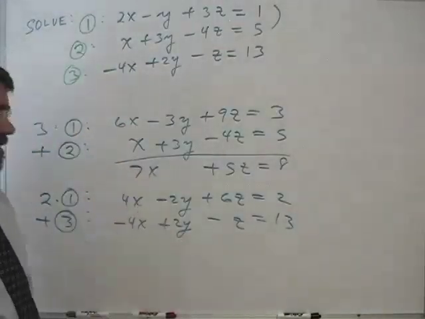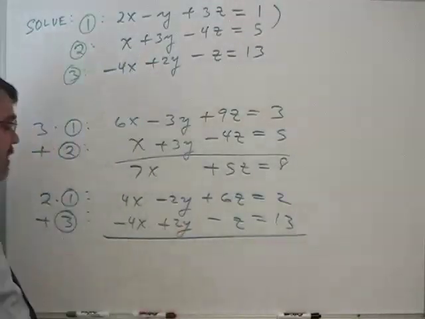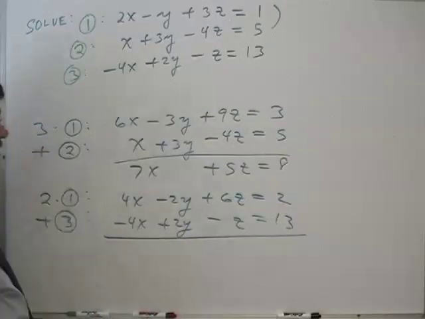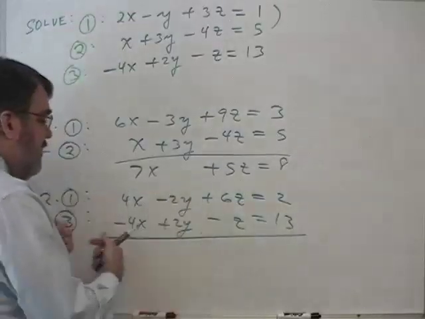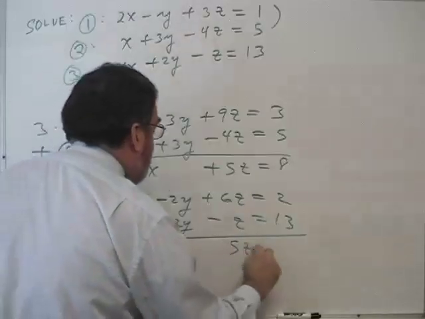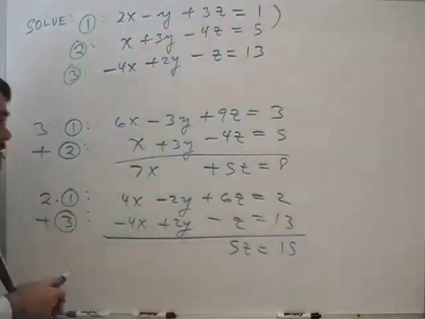We have a little bonus here. Not only did the y term cancel, but this time the x term also cancels. So I'm left with zeros here. 6z minus z is 5z, and 5z equals 15 by adding those two numbers.